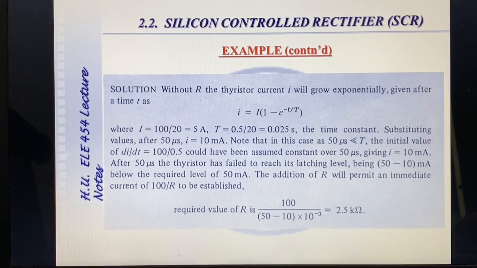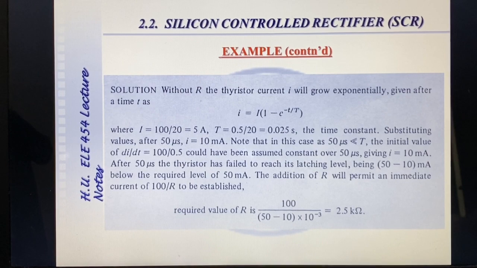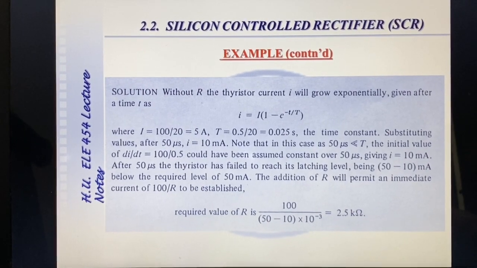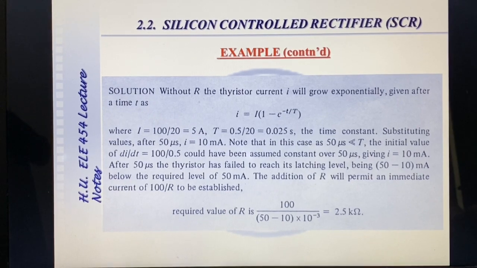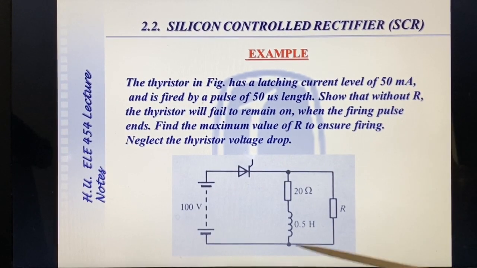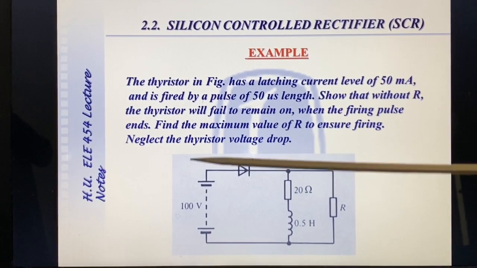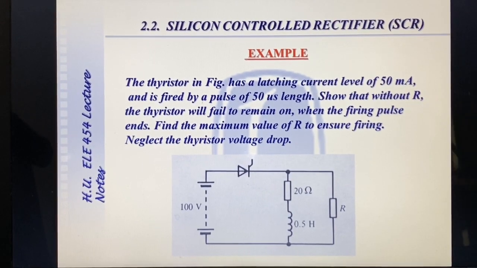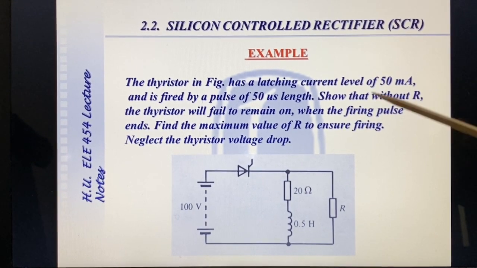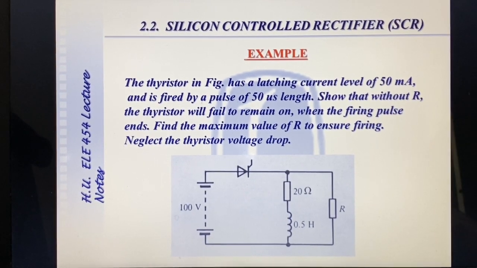So the addition of a resistance in parallel will give you this extra 40 milliamps to maintain the thyristor in on state. So 100 volts divided by 40 milliamps will give you 2.5 kilo ohms. If you put a 2.5 kilo ohm resistor in parallel with the load, you ensure the firing of the thyristor with a single pulse of 50 microseconds in length, for a thyristor having 50 milliamp latching current, of course.